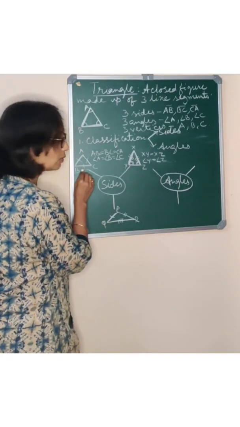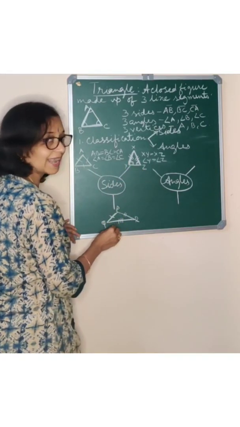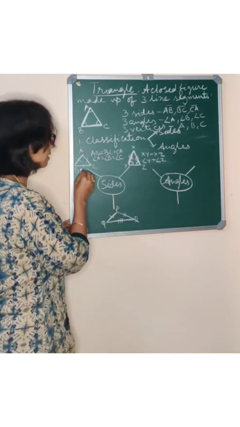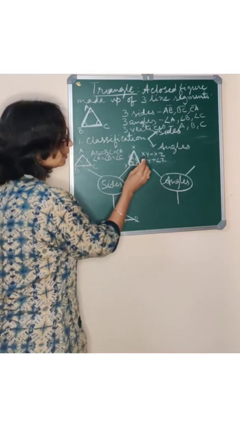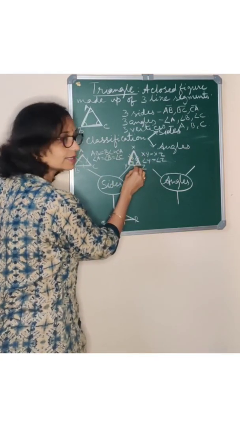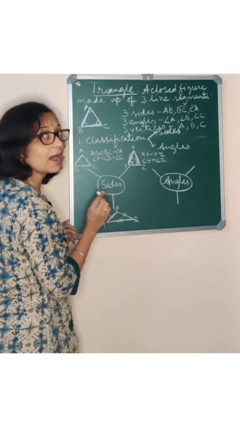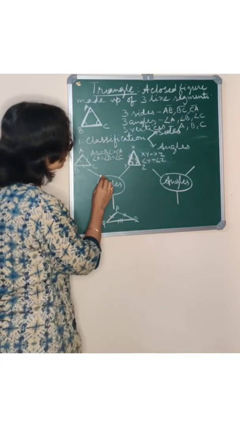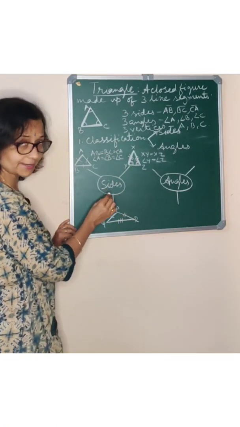So this is an equilateral triangle, this is an isosceles triangle and this is your scalene triangle. Equilateral triangle: all three sides are equal in length. Isosceles triangle: two sides are equal in length. Scalene triangle: all three sides are unequal in length. So this is the classification of triangles based on their sides.